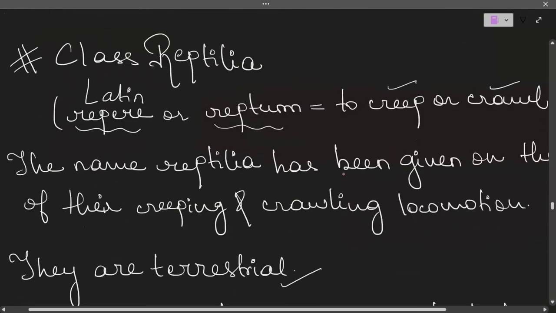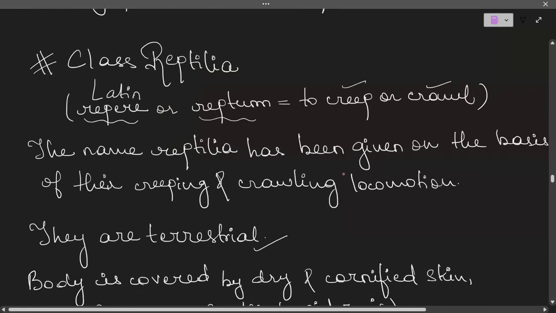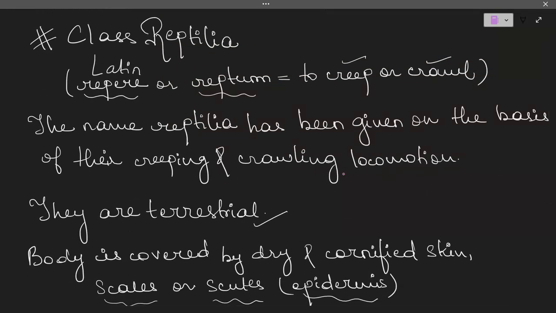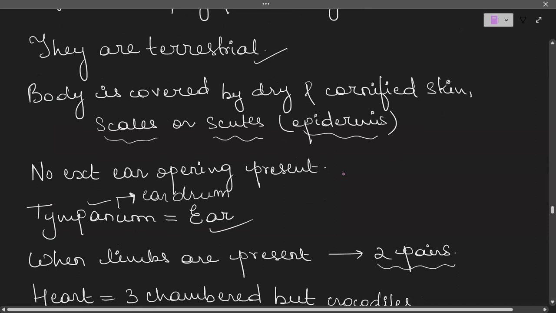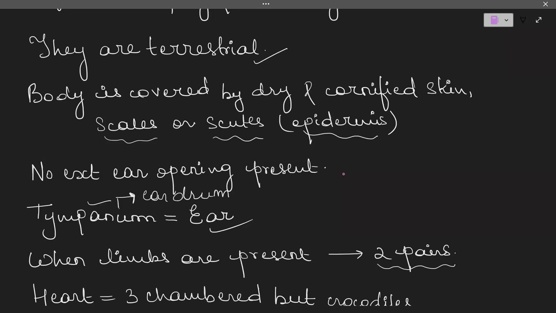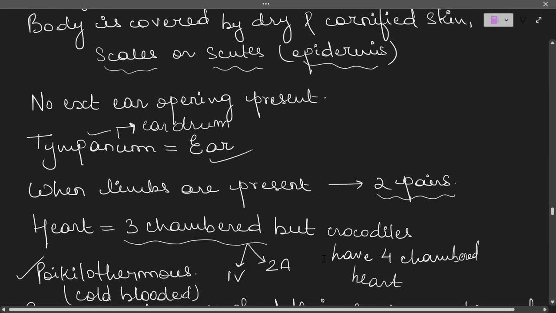Now moving on, we have the class Reptilia. This class particularly contains all the organisms that have a creeping and crawling motion. That is why they are known as reptile. They are terrestrial. Their body is covered by dry and cornified skin. They also have scales present on their body or scutes present. They also do not have any external opening of the ear, but tympanum, which is the eardrum, is the ear for these organisms. Whenever limbs are present, two pairs of limbs are there.